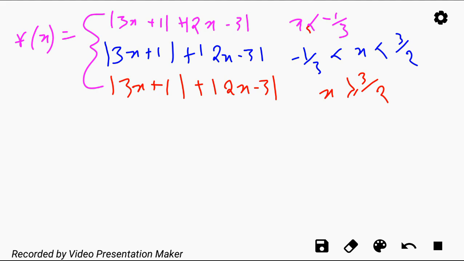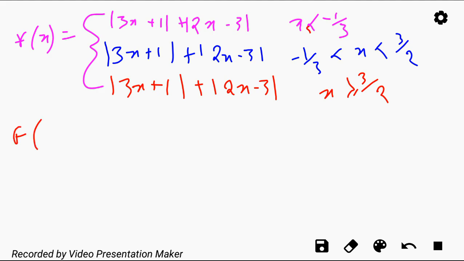So at this point I need to test my interval in my modulus functions. If it gives me negative, I multiply the expression by negative. So let me pick a number that is less than negative 1 over 3. Negative 1 is the easiest. Replacing negative 1 in the first expression, it's going to give me a negative 2 inside my modulus. So I'm interested in the sign, which is negative. So if it gives me negative, what do I do? I multiply the whole expression by negative.